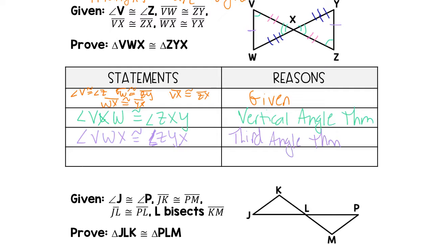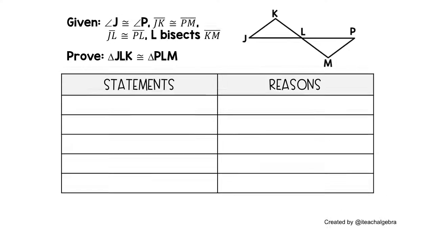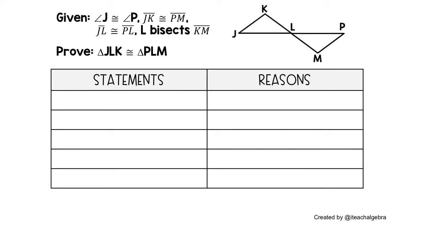So that tells us triangle VWX is congruent to triangle ZYX because corresponding parts of congruent triangles are congruent. Ta-da! One more, a lot like that, another proof.